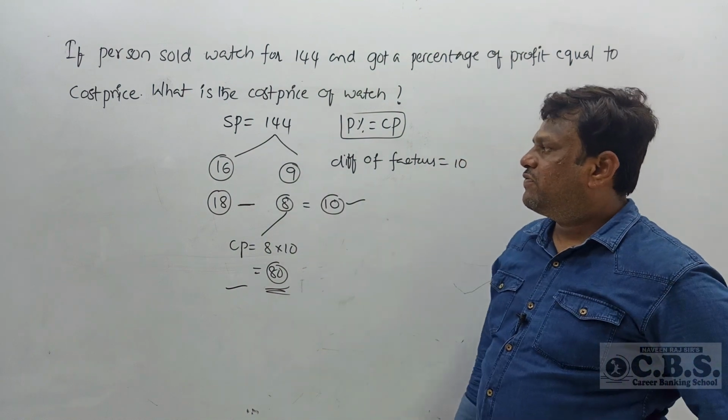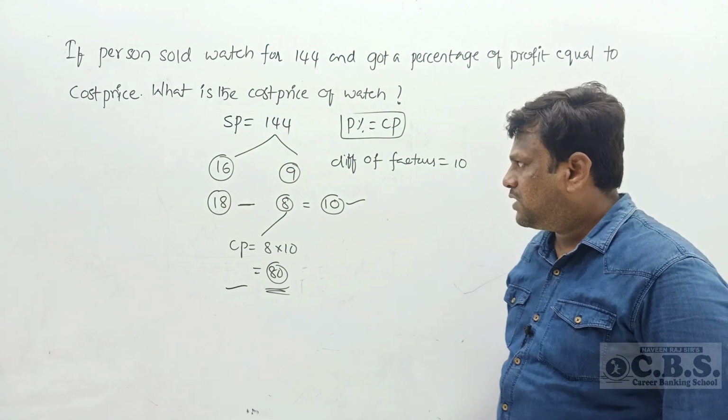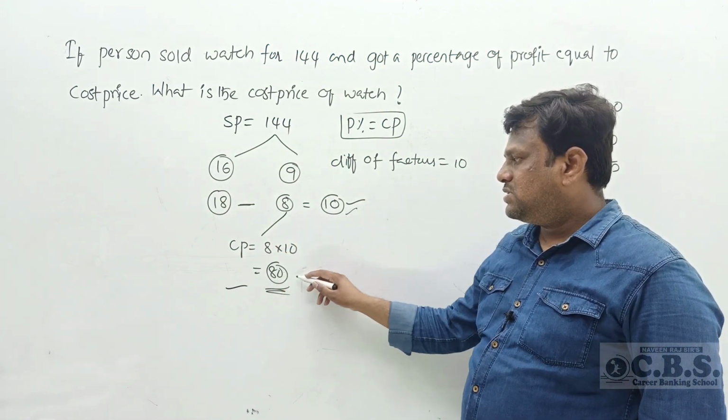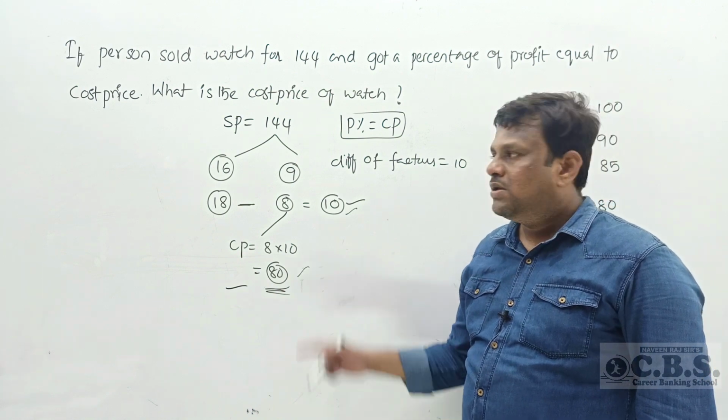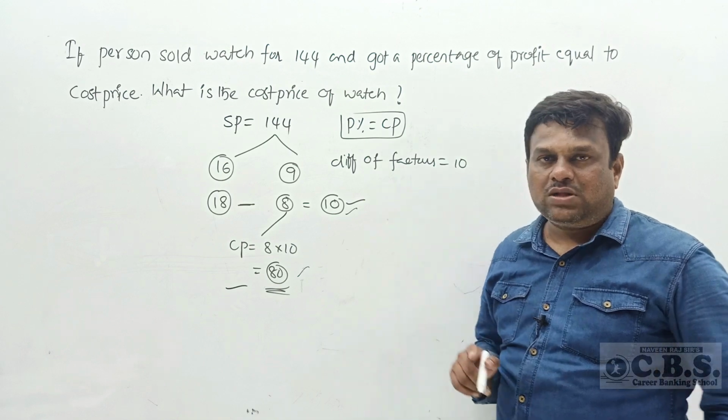Okay, so the selling price is 144. I do factorization: 16 9s are 144, 18 8s are 144. So 18 minus 8 gives you 10. So the cost price is 8 into 10, 80 rupees, which is the final answer. When the loss percent is equal to cost price, we're going to discuss that model also.